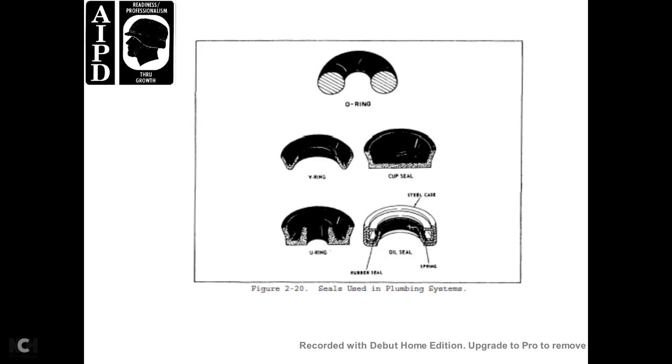Figure 20 shows the seals used in plumbing systems: O-rings, V-ring, cup seals, U-ring, oil seal, seal case, rubber seal, and spring.